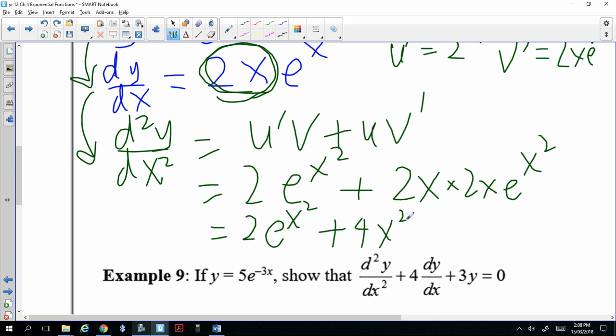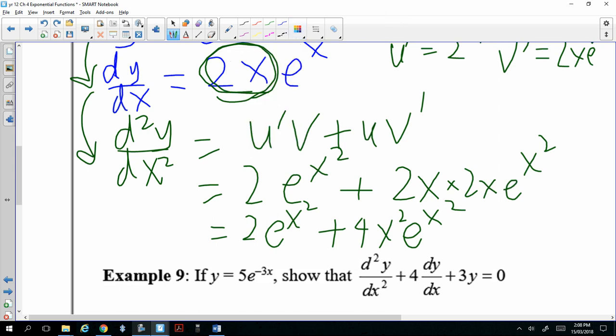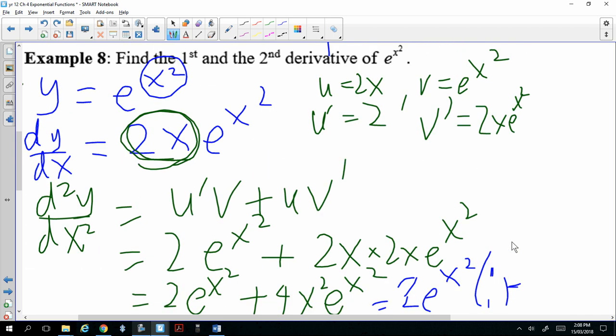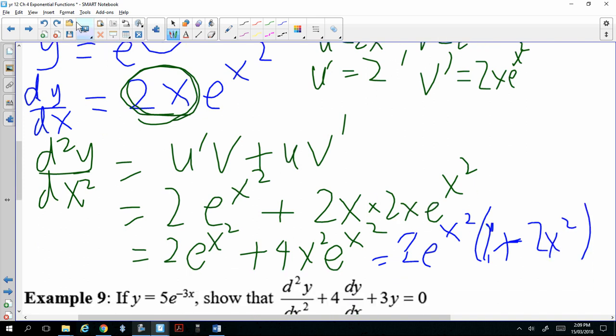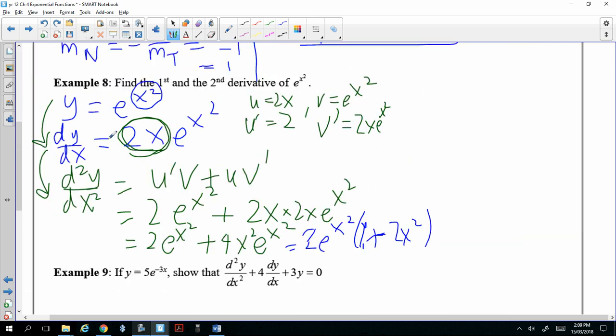Okay, and if you want, you can factorize. So you get 2 e to the power of x squared times (1 plus 2x squared), like that. Alright, any questions? Okay, so just be careful after you find the first derivative, the second derivative requires you to use the product rule because you have an extra x there.